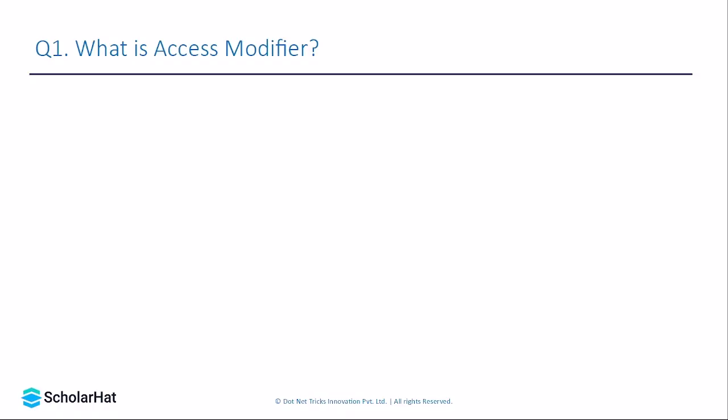So what is access modifier? This is one of the most important topics in OOPS and in the C# programming language. And this is asked in multiple interview questions. They can ask this question like, explain the access modifier, or what are the different types of access modifier available in C#, or what is the role of access modifier in C#. So we'll discuss all those topics now.